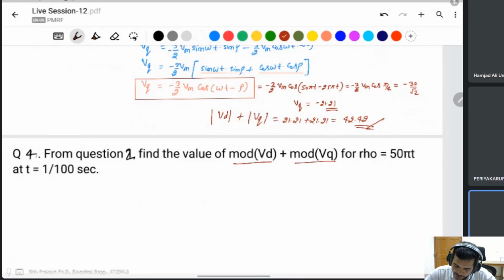Rho is 50 pi t. Same thing, if it is 50 pi t, it means same frequency. If we are running at the same frequency, then Vd will be 0. In that case, only Vq will remain.